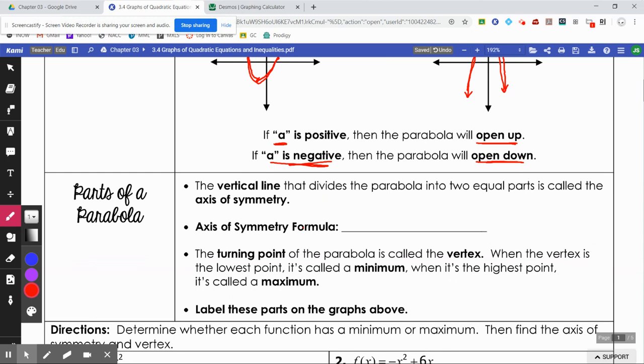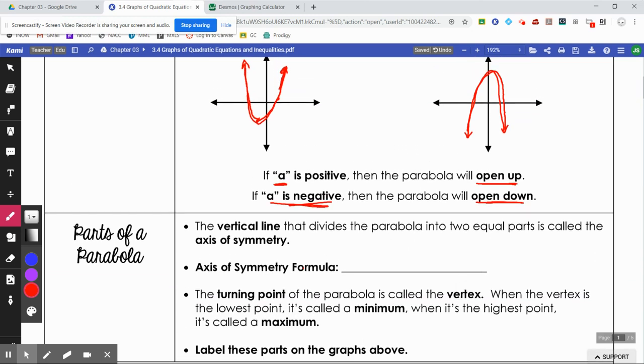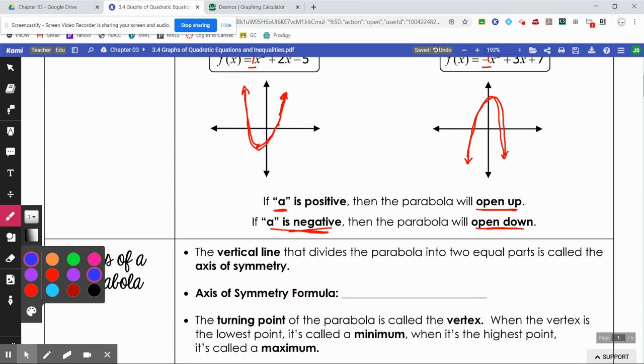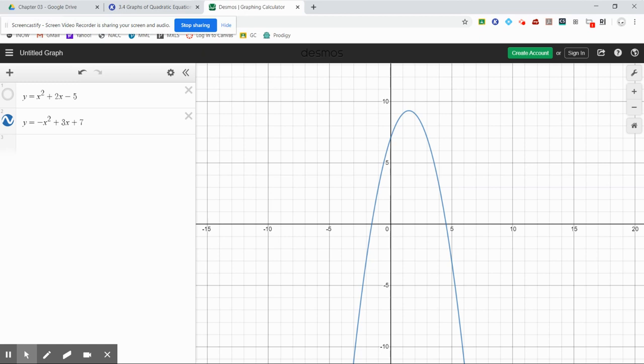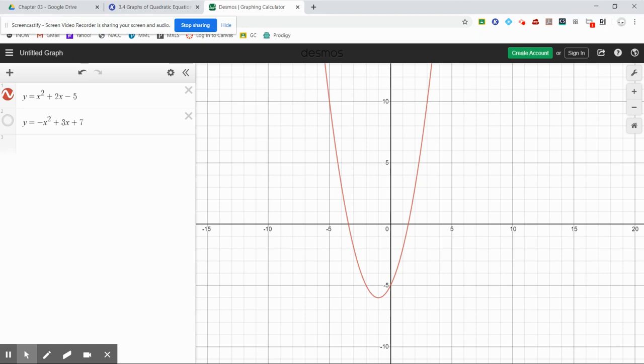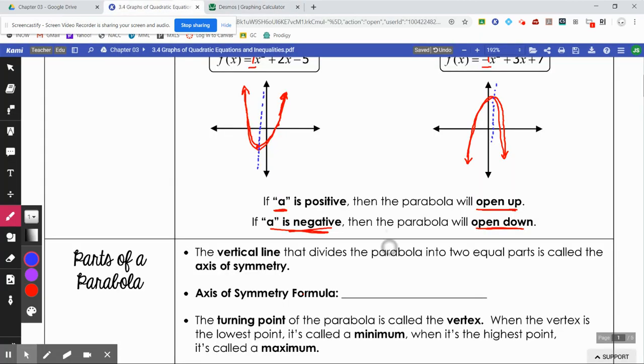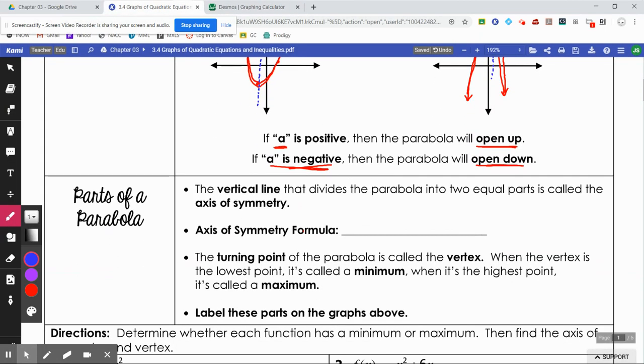Parts of your parabola. A vertical line that divides the parabola into two equal parts is called an axis of symmetry. As we learned in elementary school about symmetry, all parabolas are symmetrical. I know I did a poor job of drawing these, but the left side and the right side, if we go back to our graph here, will be perfect mirror images of each other. You can see that with these two parabolas, and that symmetry is always evident. The line of symmetry that divides it into two equal parts is called the axis of symmetry.